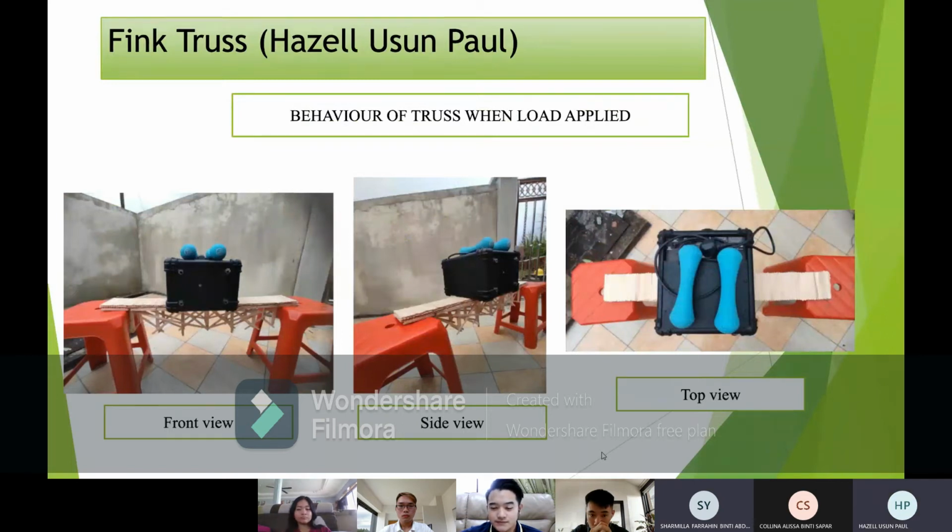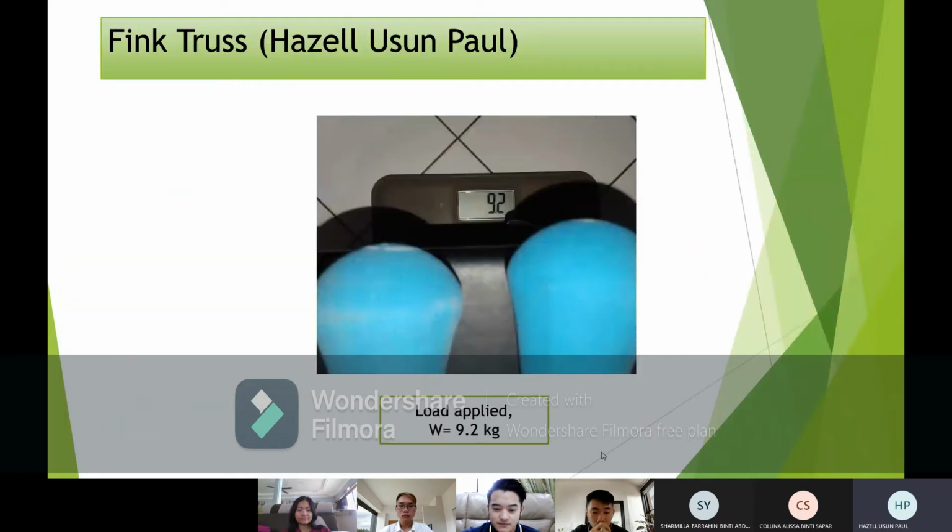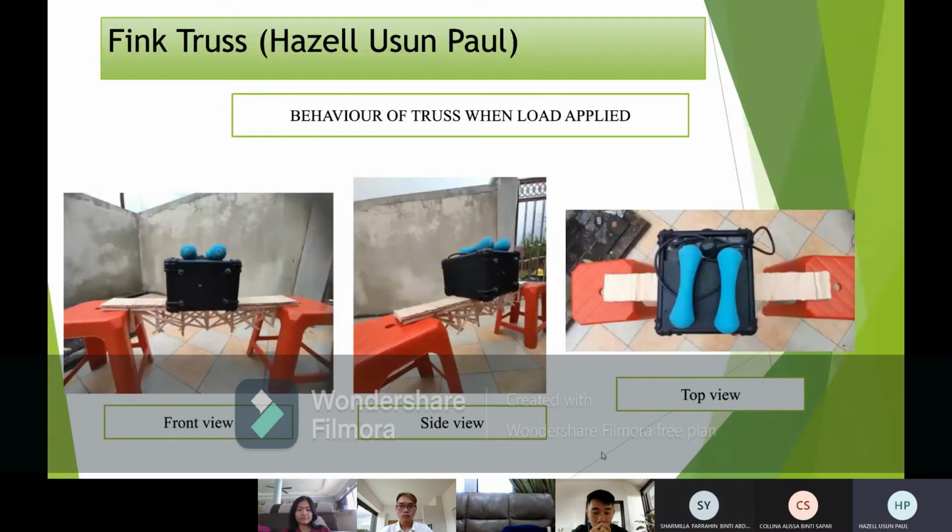Okay, I'm Hazel, and the truss that I'm doing is fink truss. So the load applied on the bridge was 9.2 kilograms, sorry, and the dimension of my bridge was 1 meter in length, 0.1 meter in width, and around 0.2 meter in height.